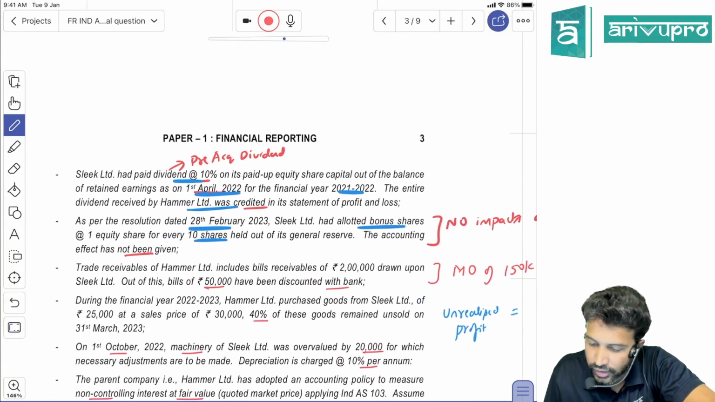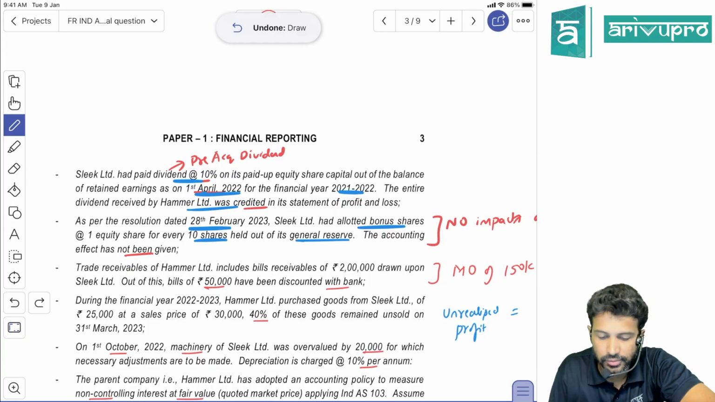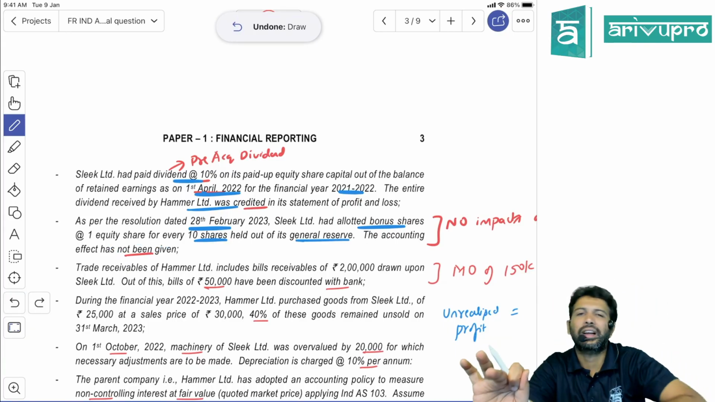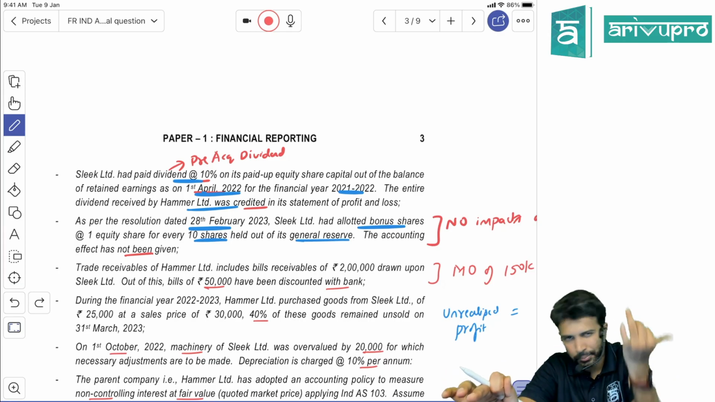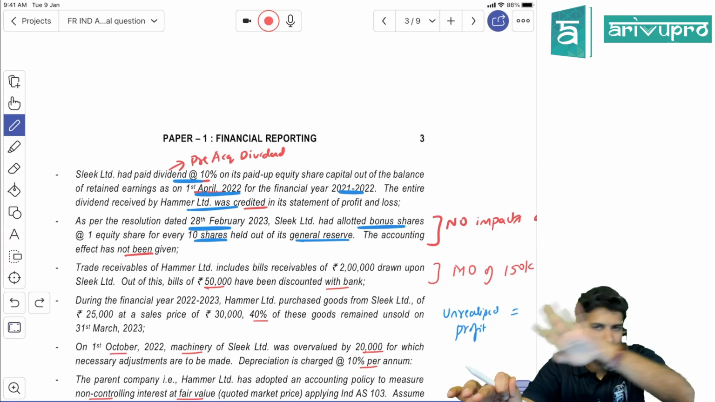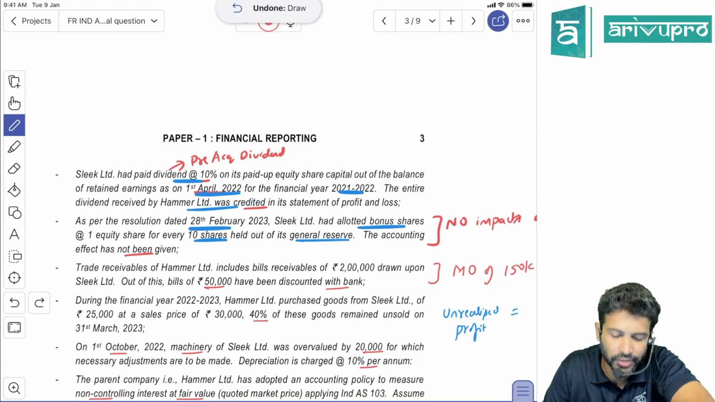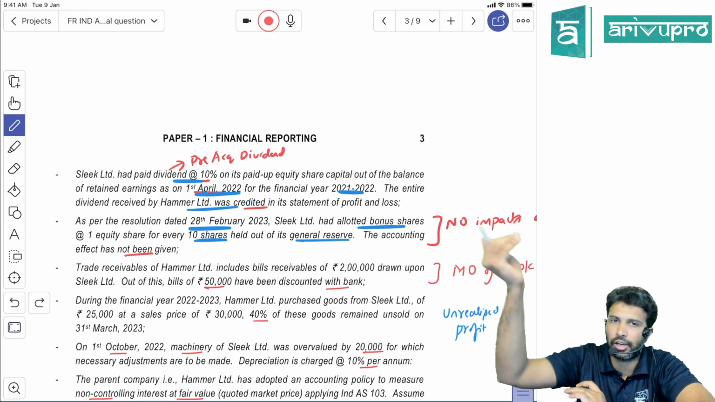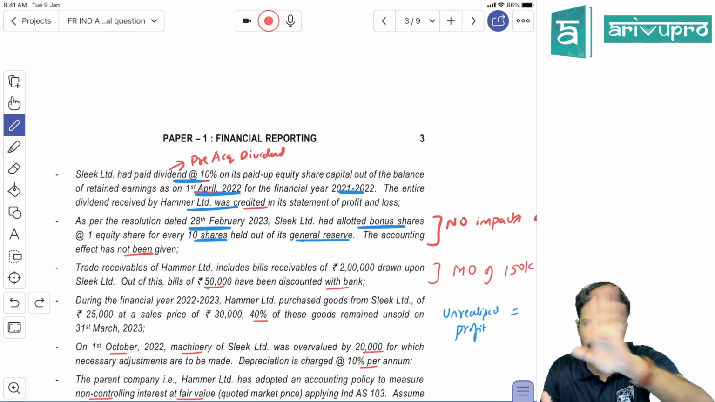Okay, fine. And this is given out of general reserve. The accounting effect has not been given. We'll see. Usually, general reserve has no impact on your accounting because the share capital balance will increase and the general reserve balance will reduce. But if by chance it is given out of pre-acquisition reserve, then, since we use pre-acquisition reserve for net asset calculation, it will have an impact. We'll figure that out.